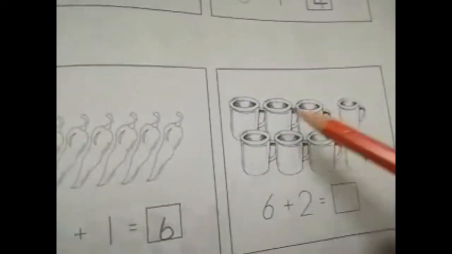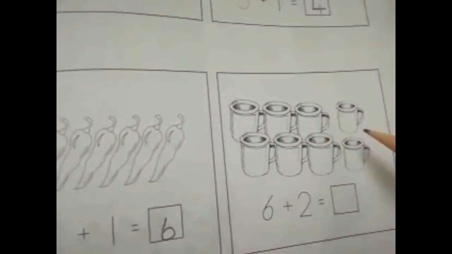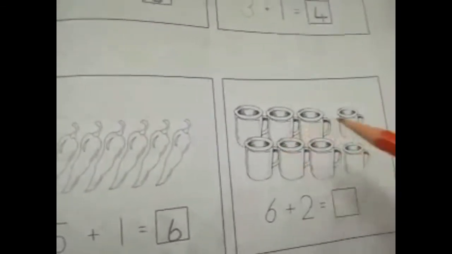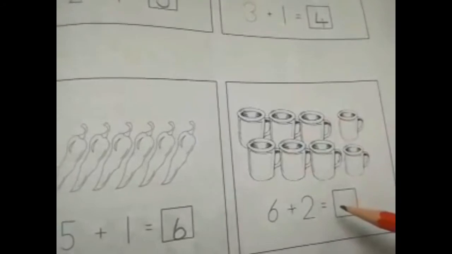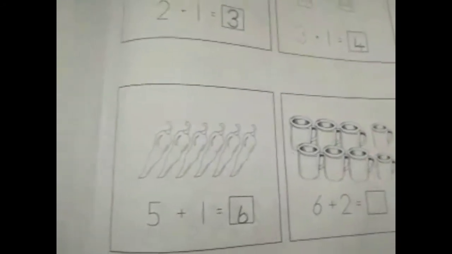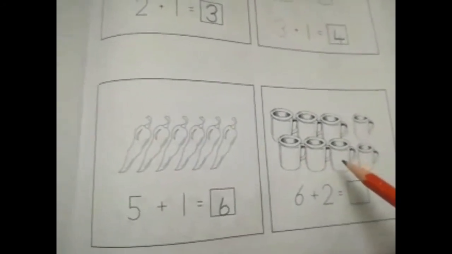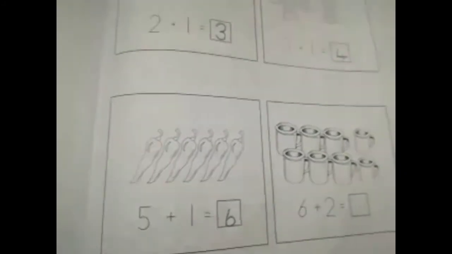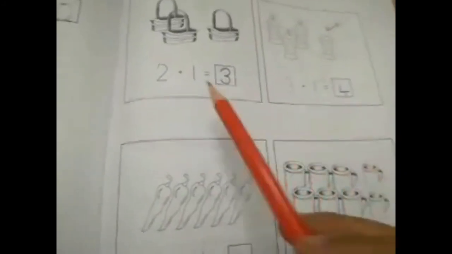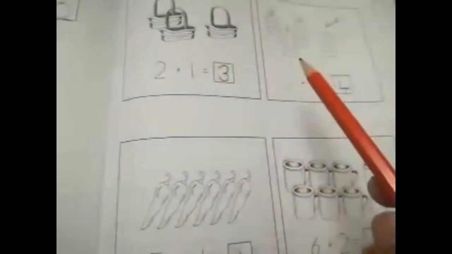There are 6 cups and 2 more cups are there. You will count them all together and write the answer here. Okay, you will do this by yourself. And color all these things: color the baskets, candles, chilies, and cups.